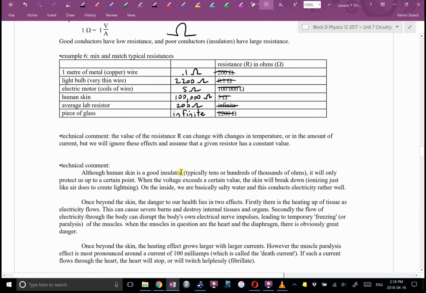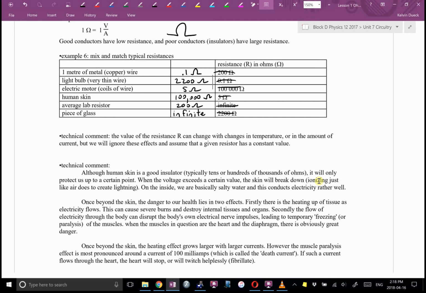Human skin is a good insulator, typically tens or hundreds of thousands of ohms. It will only protect us to a certain point. When the voltage exceeds a certain value, the skin will break down. It will ionize the same way that air ionizes to create lightning. Your skin will ionize and pass electrons from skin molecule to skin molecule. And on the inside, we're basically salty water, which is a really good conductor.